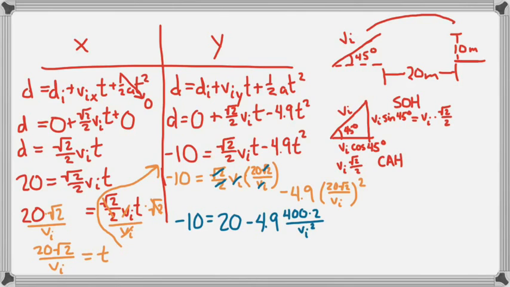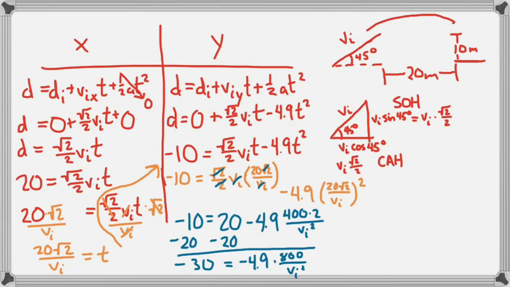Now, you might not be as used to dealing with the variable in the denominator. So let's go ahead and continue this just a little bit more, but you could probably skip ahead to the other way that I'm going to solve this, if you feel like you can solve this problem. So let's subtract 20 from both sides. So I have negative 30 equals negative 4.9 times, and then 400 times 2 is 800, so I'm just going to keep that up there, divided by v sub I squared.